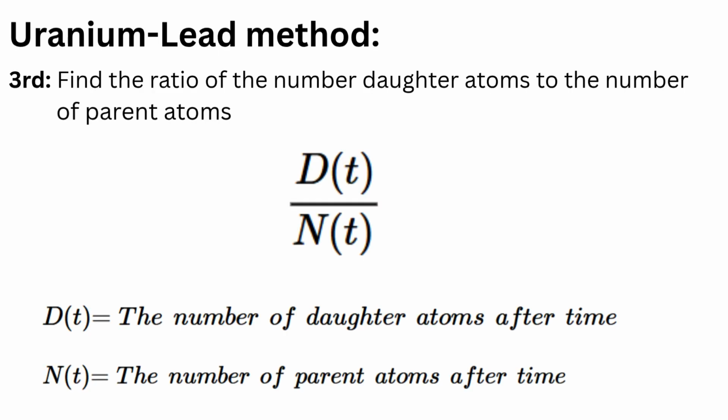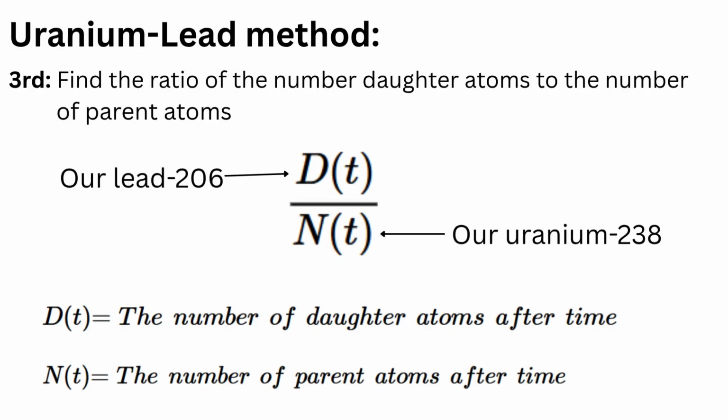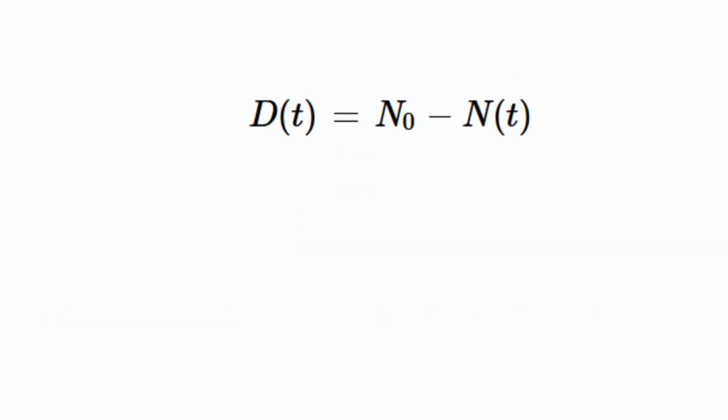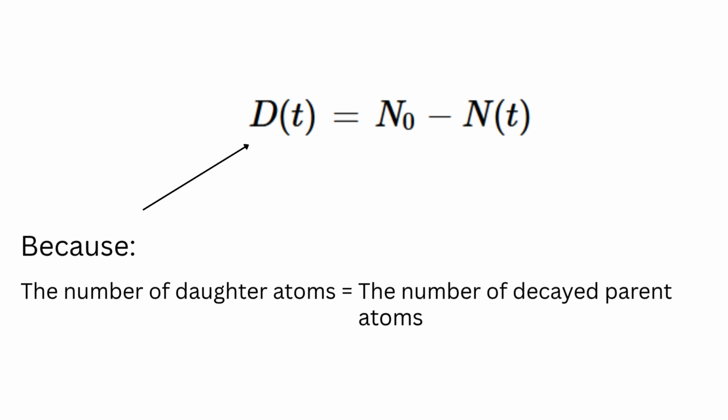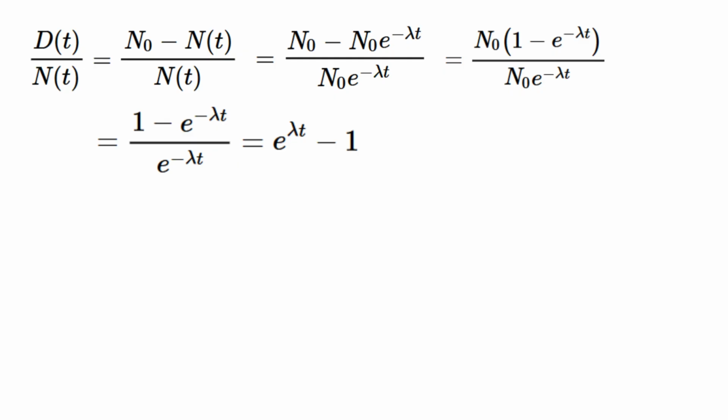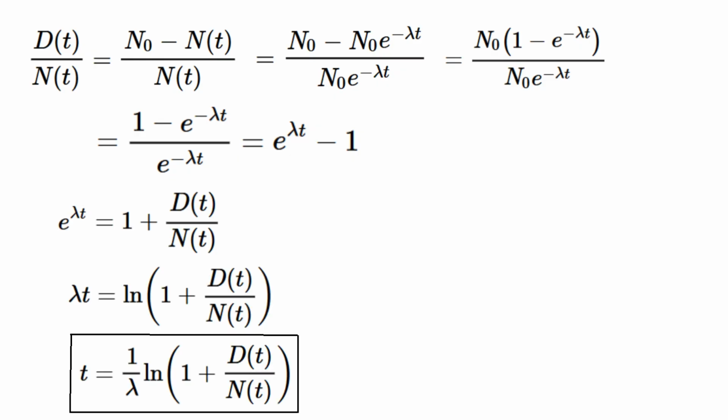To calculate the age, we need to derive the formula first by finding the ratio of the number of lead-206 daughter atoms to the number of uranium-238 atoms. As mentioned before, we can get the number of lead-206 atoms by subtracting the remaining number of parent atoms from the initial number, because the number of daughter atoms is the number of decayed atoms from the parent atom. Then we can calculate the ratio by dividing by the remaining number of parent atoms and continue adjusting the formula using a little bit of algebra to find the time. And congrats, we have already derived the formula.